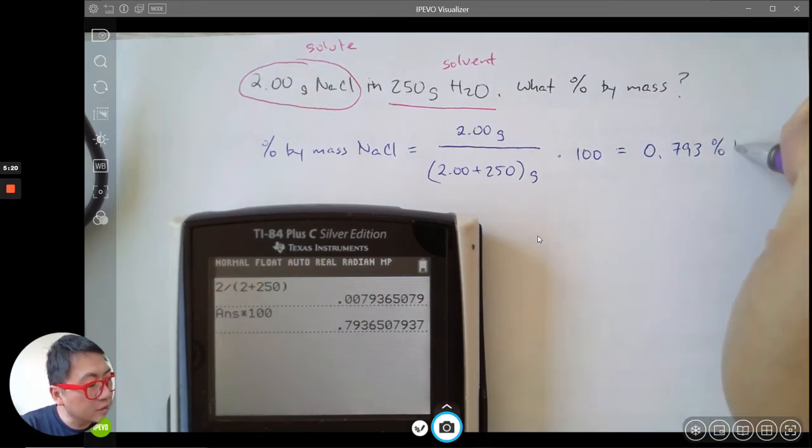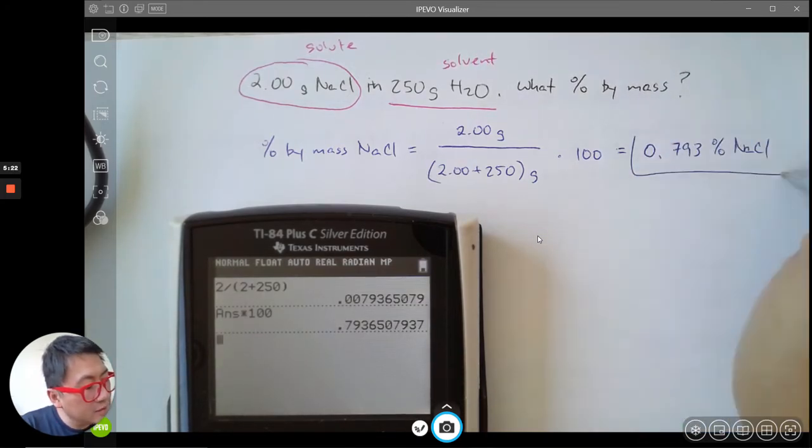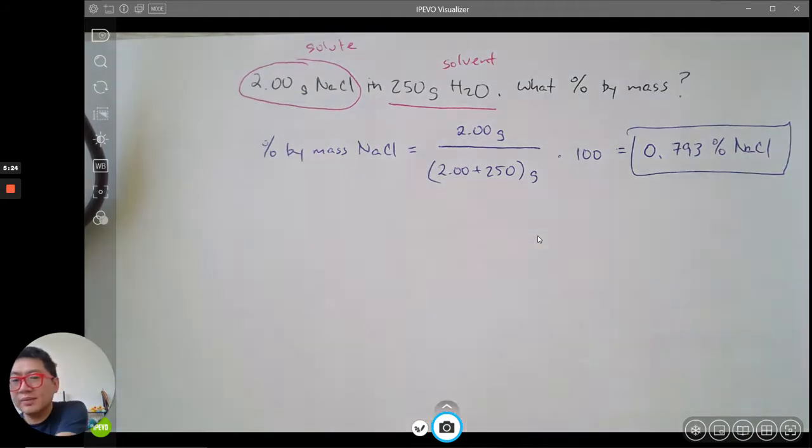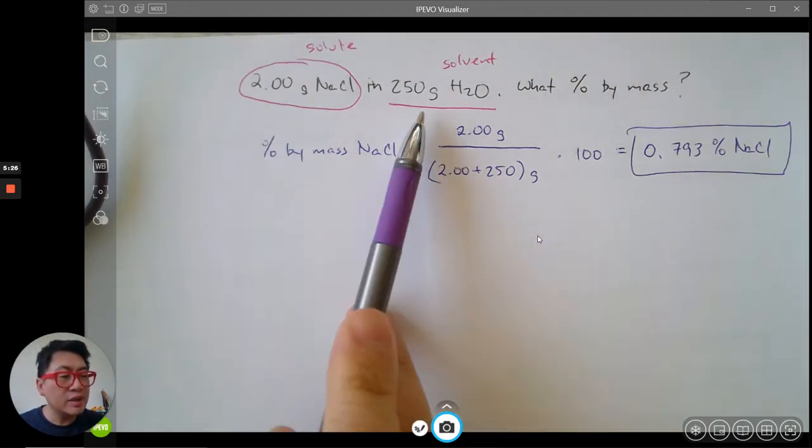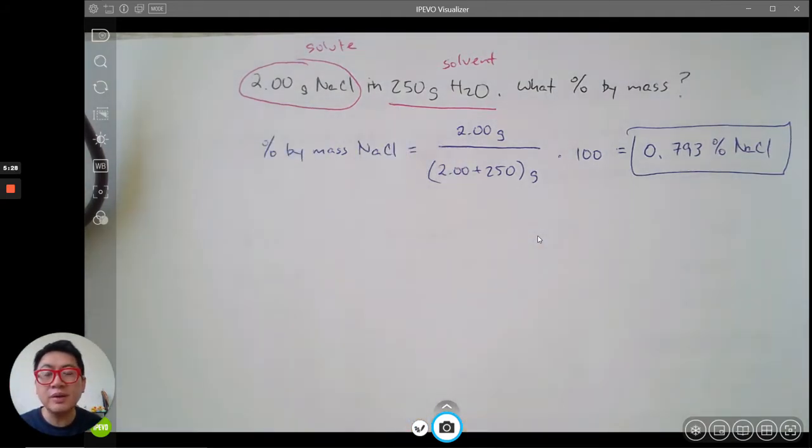0.793% salt. And it's not 1% because, again, it's only 2 grams of salt in more than 250 grams of water. So, of course, that's less than 1%, 0.793%. This is just my made-up example. Okay, so that is how we do an example of percent by mass.